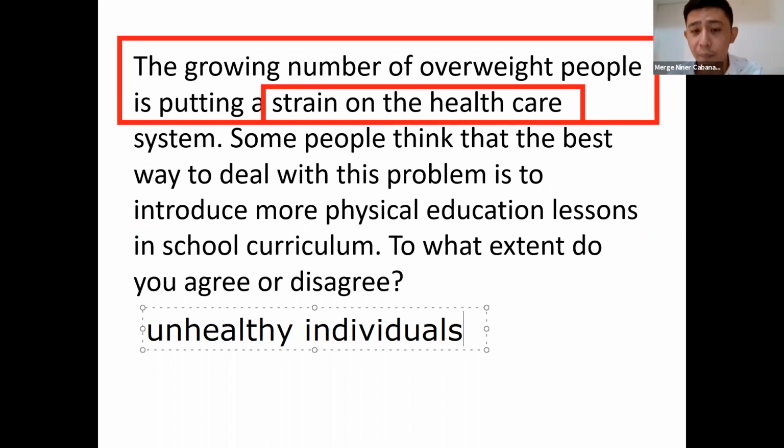So that's the idea. The main idea of this topic is to highlight that the overweight people is putting a strain on the healthcare because of this unhealthy lifestyle. They're the ones na kailangan laging gamutin. Sila ang lagi nag-occupy ng mga hospital beds. That's what we mean by putting a strain on the healthcare system. Now, let me ask you a question.